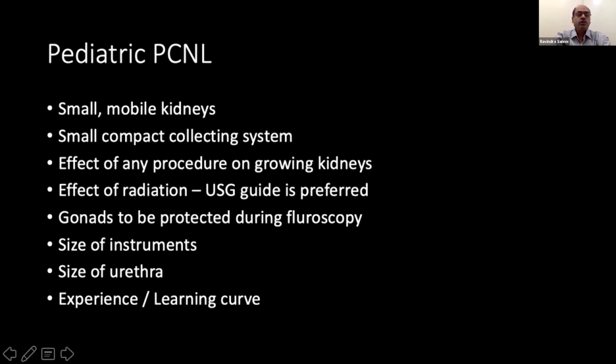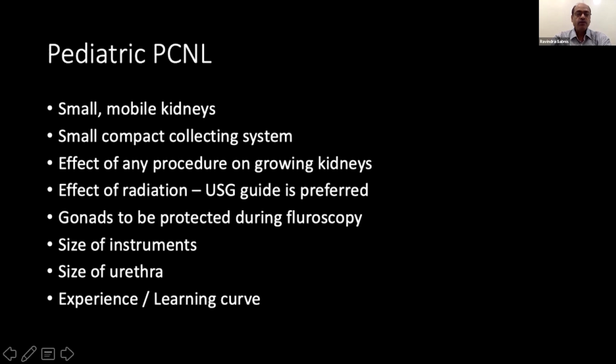In a pediatric situation, this is a very, very special situation. There are certain things which you need to understand. These are small mobile kidneys, small compact pelvic system. The effect of the procedure on growing kidneys is unknown. The effect of radiation is definitely there. We know the problems of radiation, and therefore ultrasound guide is preferred. Gonads have to be protected while you are doing fluoroscopy.